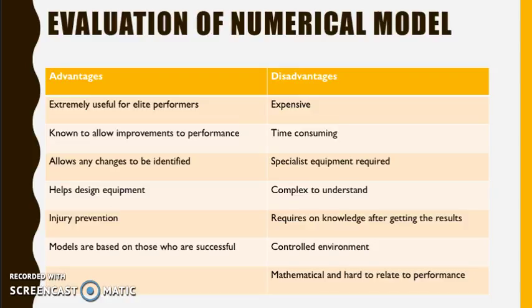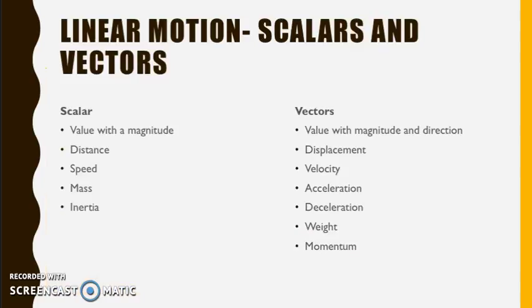And it uses mathematical methods which are hard to relate to the performer because they might not be a mathsy person. So there's two types of ways you can measure kinematics, and they are scalars and vectors. So a scalar is a value which only has a magnitude, for example, how far a basketball has travelled. Distance, speed, mass, inertia are all scalars, and they will only give information on how large, fast, or far an object or body has travelled.